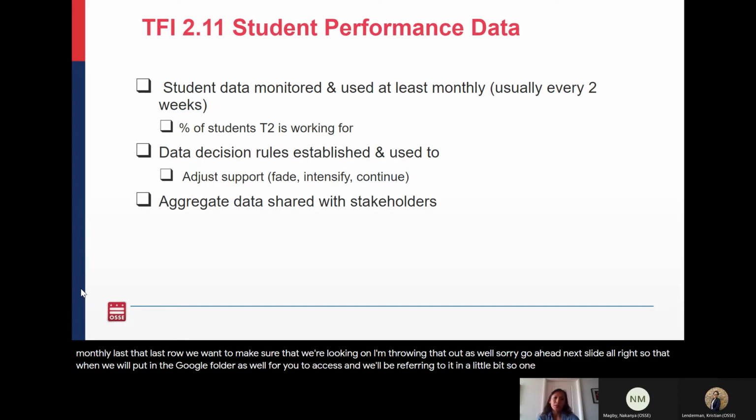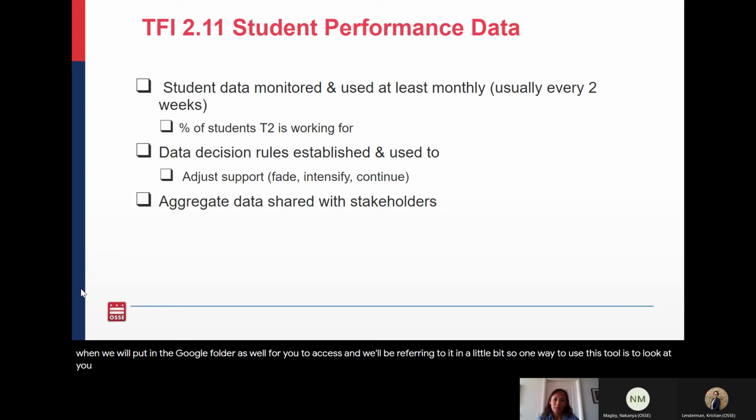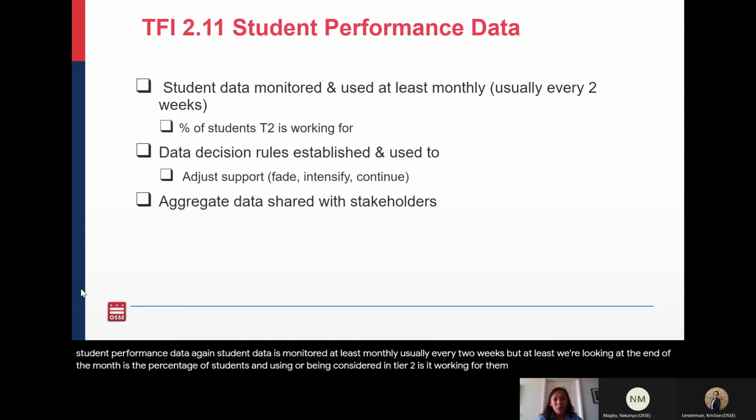So one way to use this tool is to look at student performance data. Again, student data is monitored at least monthly, usually every 2 weeks, but at least at the end of the month: the percentage of students using or being considered in tier 2. Is it working for them? And then we have to establish data decision rules to make sure whether we want to fade, intensify, or continue the way we're doing it. And then we want to aggregate the data among all of the stakeholders.